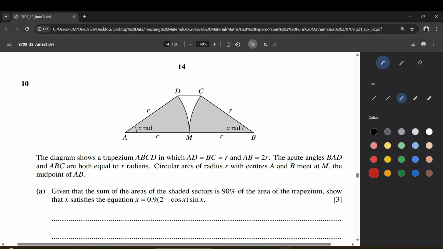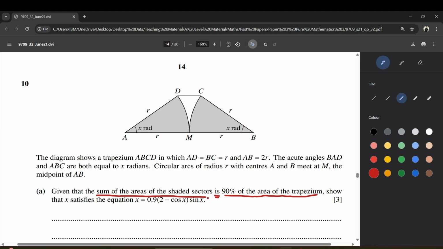Okay, so because you have equal distance on right side and on left side, so M is basically the midpoint, right? And it also mentions over here, it is the midpoint of AB. Given that the sum of the areas of the shaded sectors is 90% of the area of trapezium, show that x satisfies the equation x equals 0.9 times 2 minus cos x sin x.